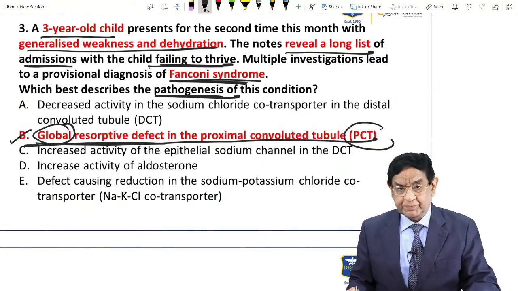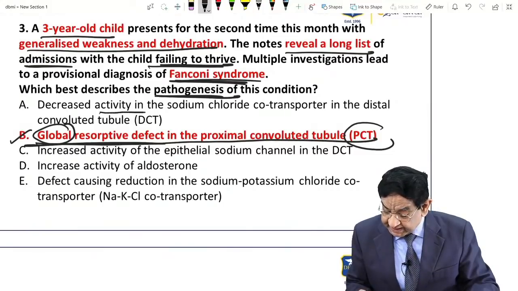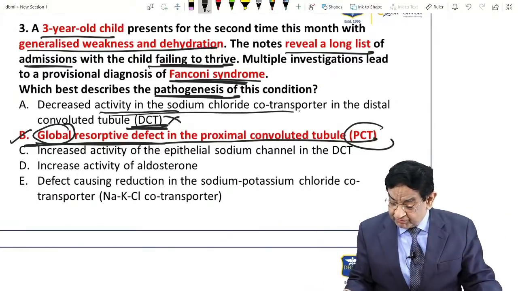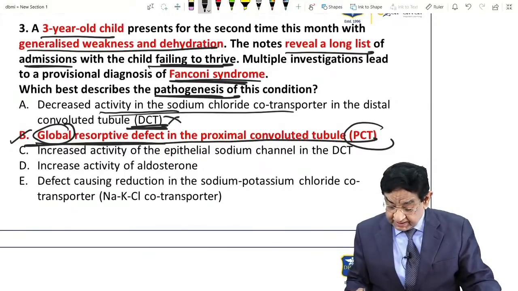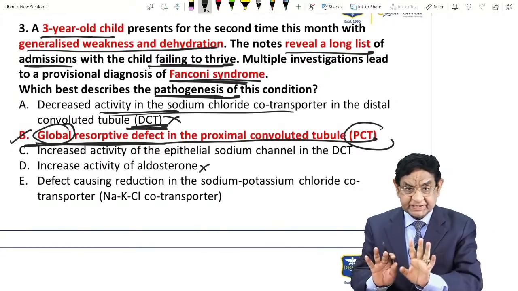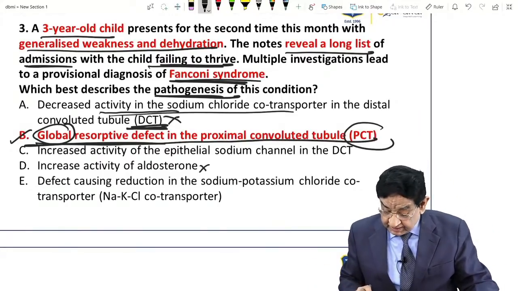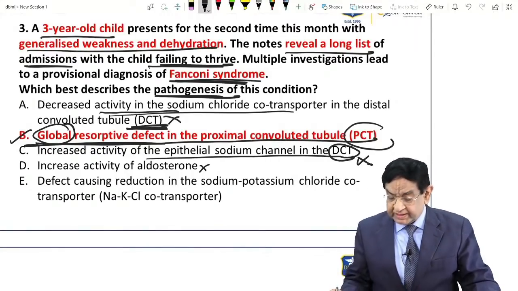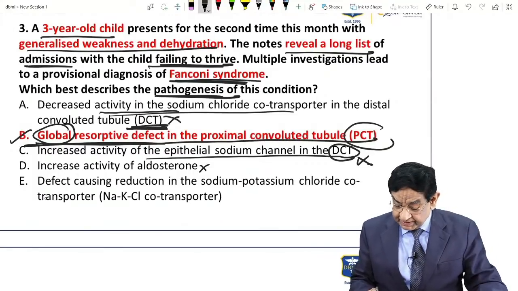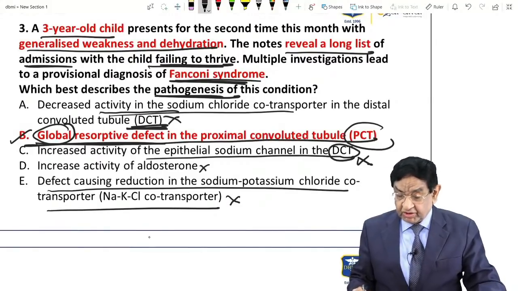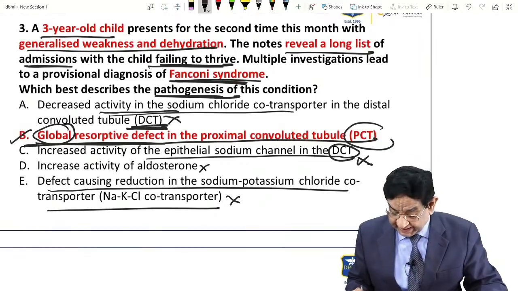Let's look into the other options also. Decreased activity of sodium in the DCT? No, it is not a disease of the DCT at all, so we don't need to read this. Increased sensitivity to aldosterone? No way. Aldosterone acts in the DCT, nothing to do with it. What about increased activity of the epithelial sodium channel in the DCT? It's not a disease of the DCT. We rule that out. And the other, a defect causing reduction in the sodium potassium co-transport? This is again not seen here. This is seen in the ascending loop of Henle.